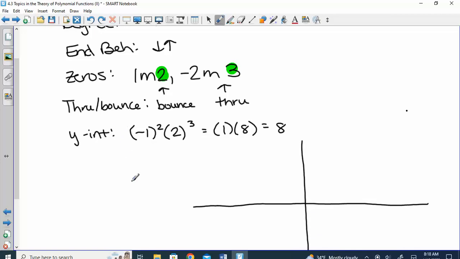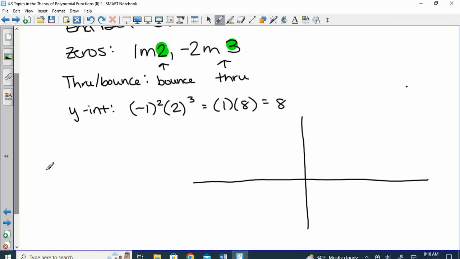Okay. All right, so my zeros, that's where I hit my x-axis. That should happen at +1 and -2. I should hit my y-axis at 8. I'm going to count by 2s. If you count by something other than 1, that's fine, but please label.